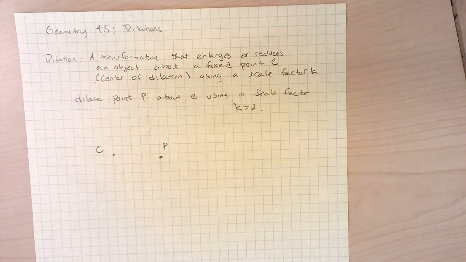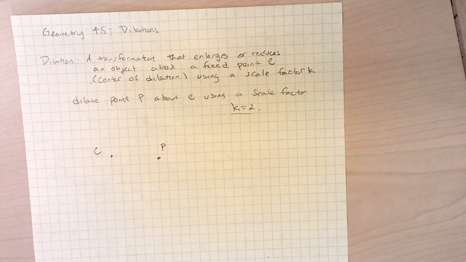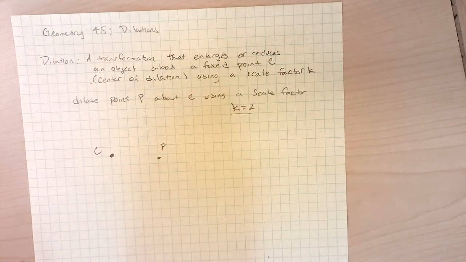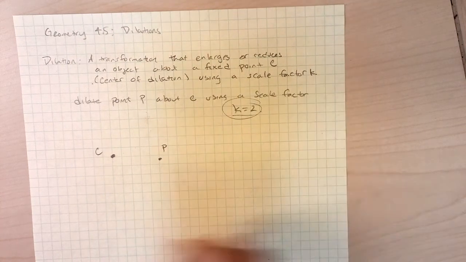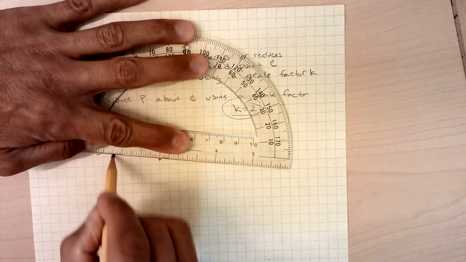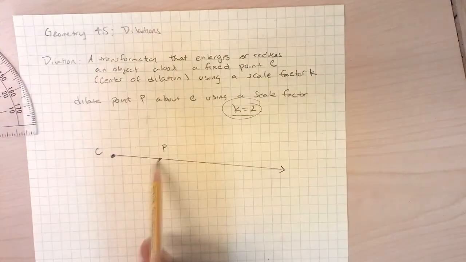Okay, but here's what you need to do to dilate the point. Okay, since the scale factor is 2, you got to plan ahead. Okay, I need to make a ray similar to what I did with a rotation. The ray is going to have the center of, in this case, dilation as an endpoint, and I should make it at least twice as long as from C to P. Because the scale factor is 2, that means point P would be twice as far from point C, the center of dilation. So exaggerate if necessary. That's definitely twice as long as CP.